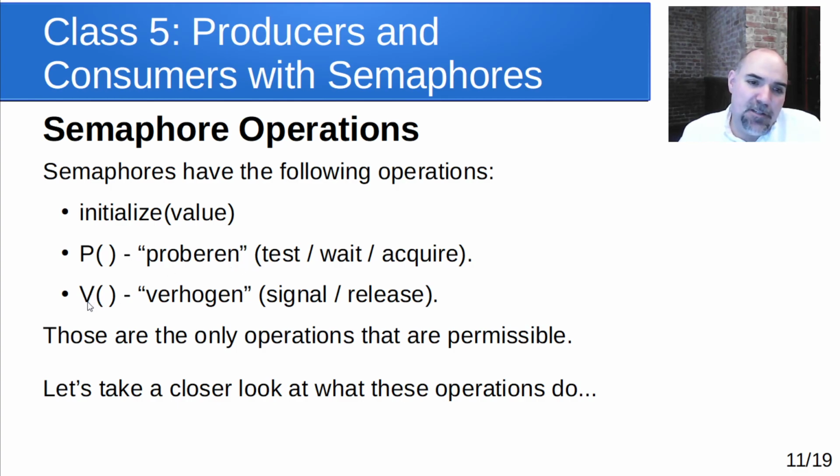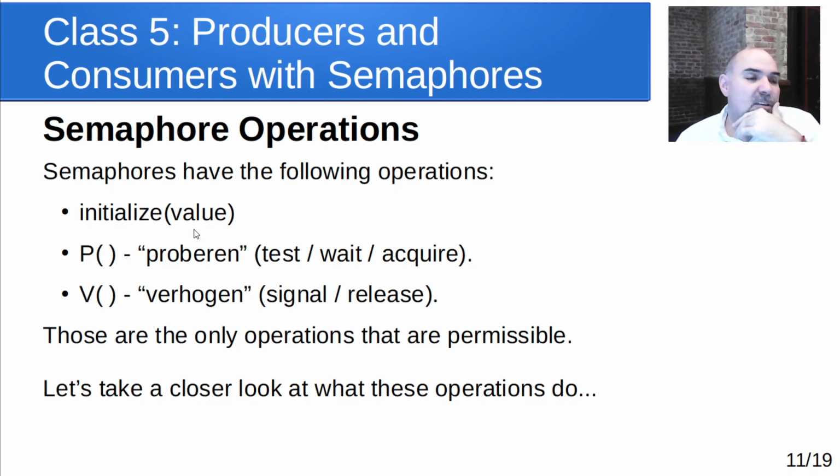And then the other operation is V, which stands for verhogen, which is essentially to release or signal. So you can think of this like probe and verify or something like that. But the idea here is acquire and release. Notice those are the same words we used for locks. So these have the equivalent of a lock dot acquire and a lock dot release, but they work a little bit differently. And these are the only operations that are permitted. You can create the semaphore and initialize it to a value. You can acquire, you can release. That's it. Similar to locks, but they work a little bit differently.